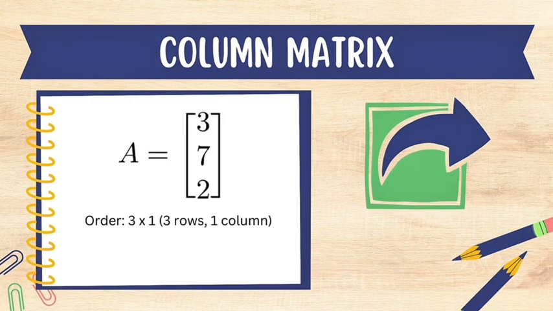The second is the column matrix. The example has only one column. If you want to know a column, you can see it from the top to the bottom. So it is a column. The order is 3 multiplied by 1.